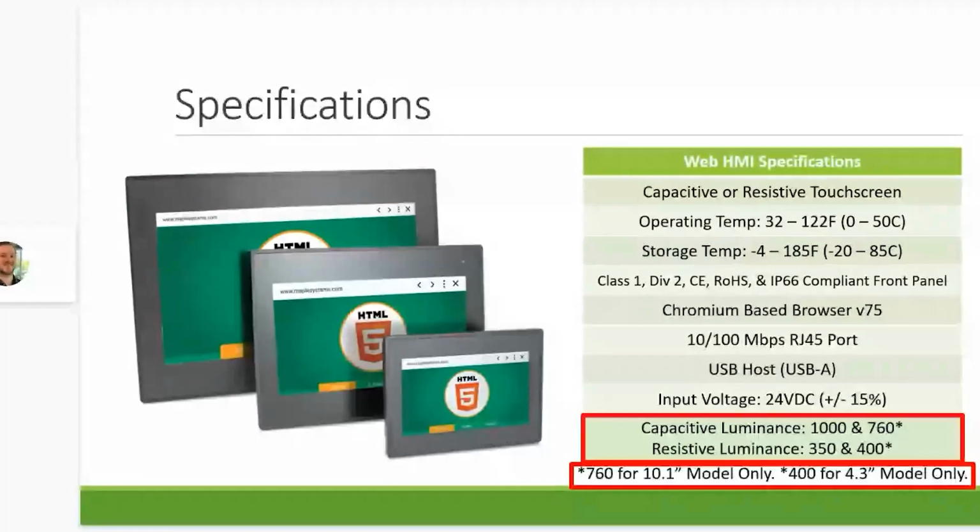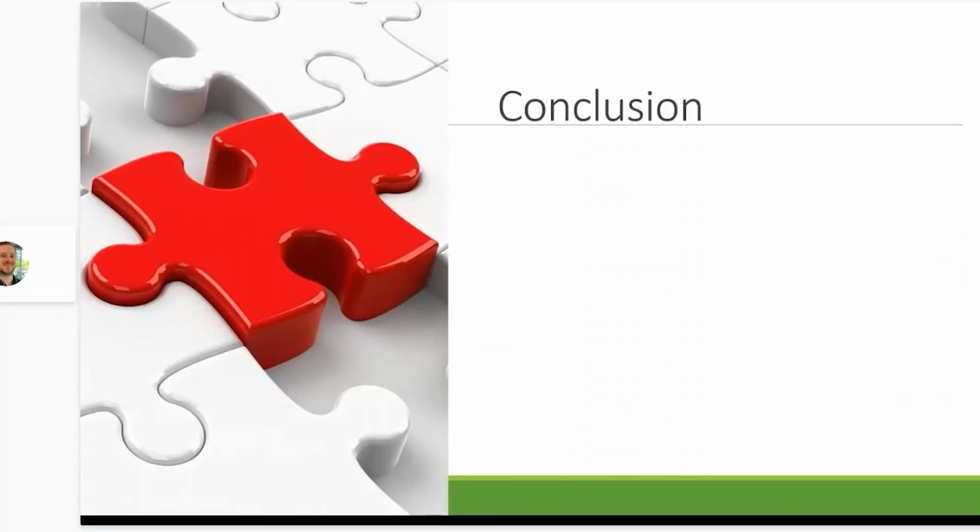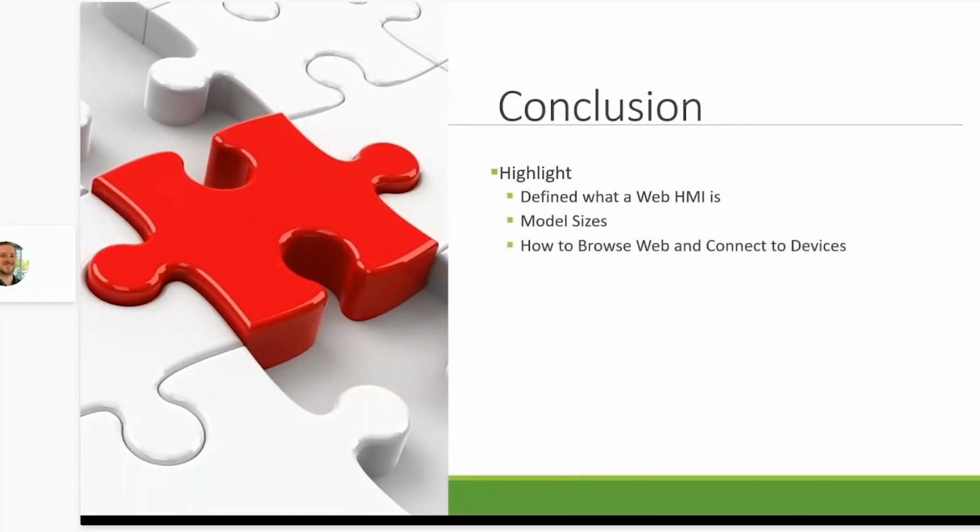That all but does it for our presentation today. Just to highlight all that we went over again, we defined what a web HMI is and some of its key uses in the industrial automation field. We went over the 6 web HMI models that we have. Then we discussed how to set up the web HMI so that you can connect to your web-based devices. Next, we went over some case studies including web-based SCADA systems, HMI web streaming, and more. And lastly, we finished with the specifications of all the web HMI models.